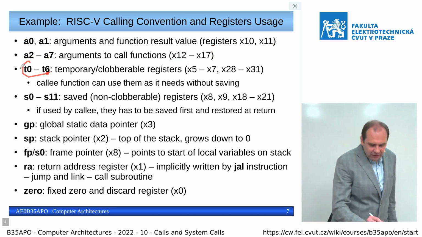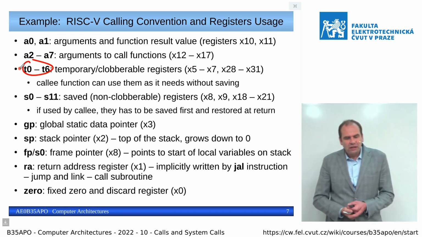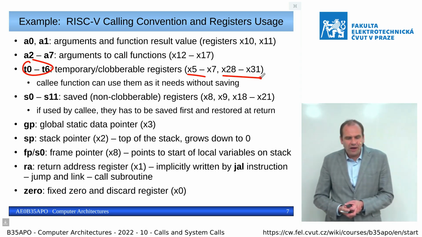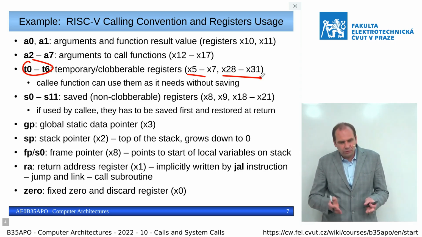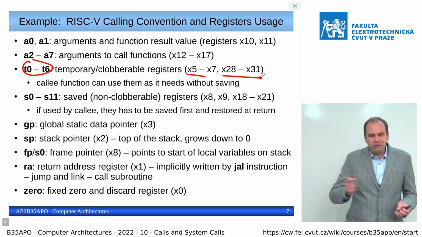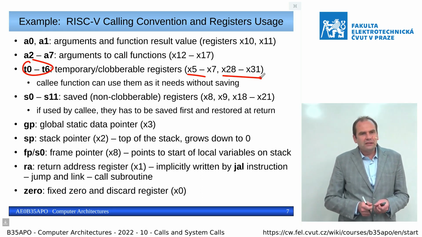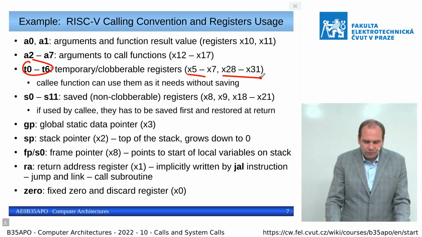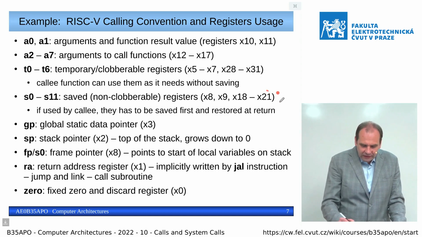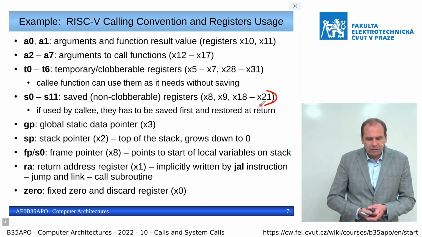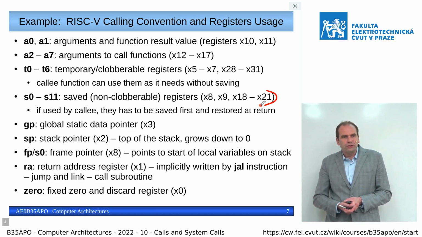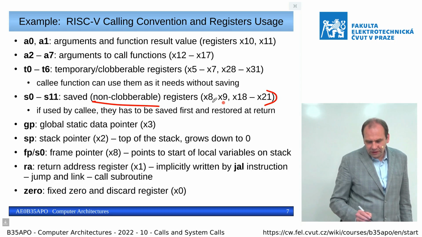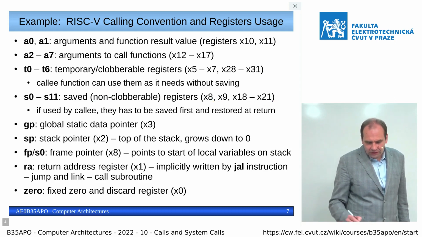Then we have temporary registers which can be clobbered. This means that if we want to compute something, we can use them. But at the moment when we call some subroutine, we are not guaranteed that the value will be preserved. It is possible that it is overwritten. So it can be used for temporaries. Then for local variables or other information which should survive a call of the subroutine, we can use non-clobberable registers, and again it is the mapping for RISC-V.